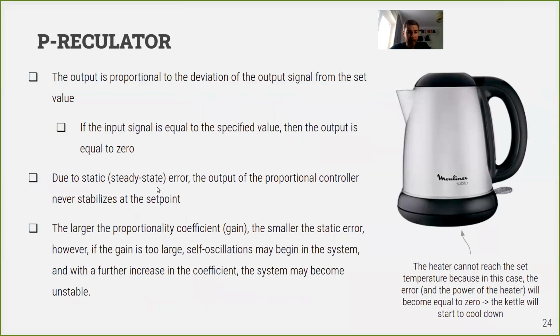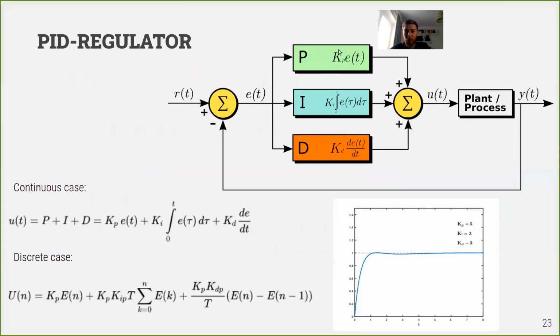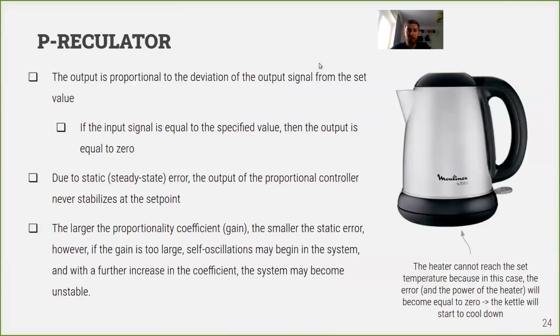But due to the static or steady state error, we said that almost any system has steady state error. The output of a proportional controller never stabilizes at the set point. So with a pure proportional controller, imagine we don't have the integral and derivative parts, we will never stabilize at our desired level, because there are external disturbances which will lead to either overshooting or undershooting the desired level. That is why we usually cannot apply a pure proportional coefficient.